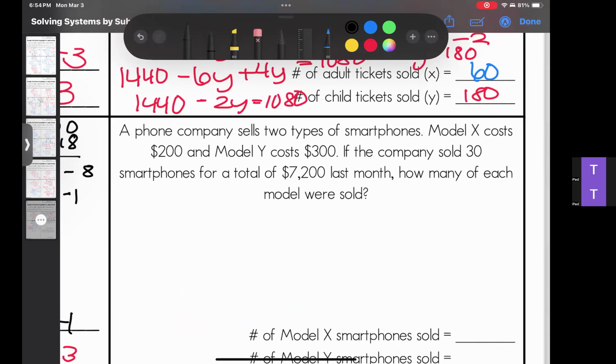A phone company sells two types of smartphones. Model X costs $200. Model Y costs $300. If the company sold 30 smartphones for a total of $7,200 last month, how many of each model are sold? Again, we're trying to figure out what the two equations are. There's always one that's going to be friendlier than the other, or maybe not necessarily friendlier, but just easier would probably be the way to say it.